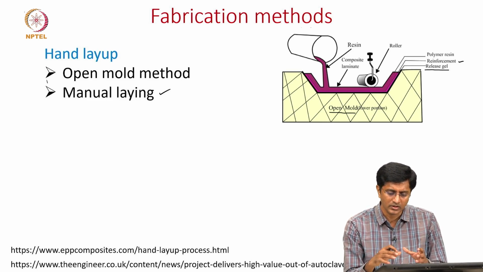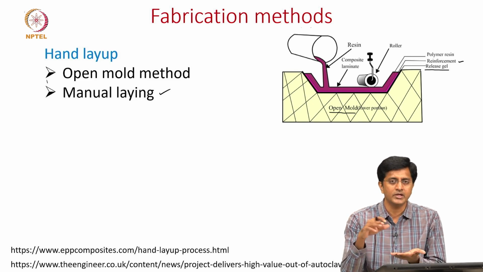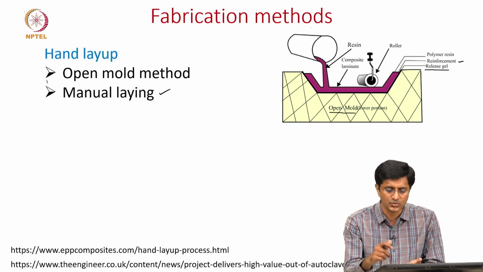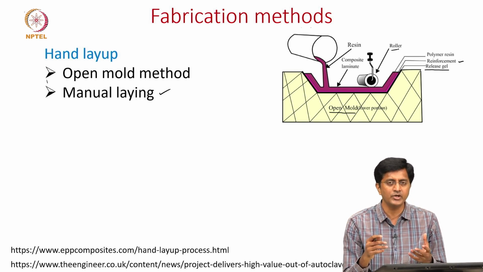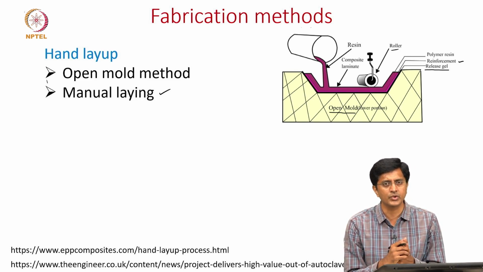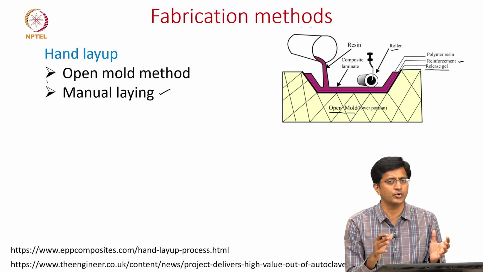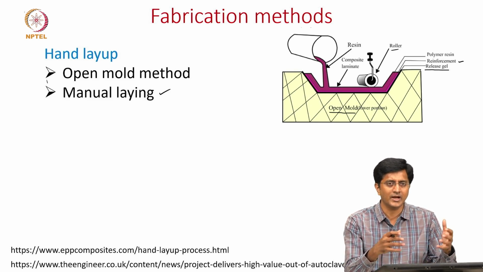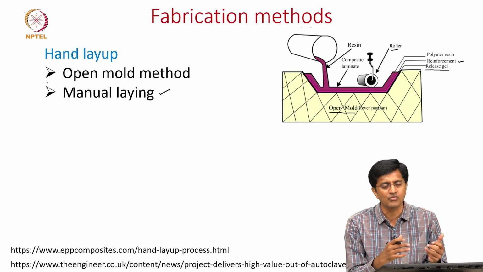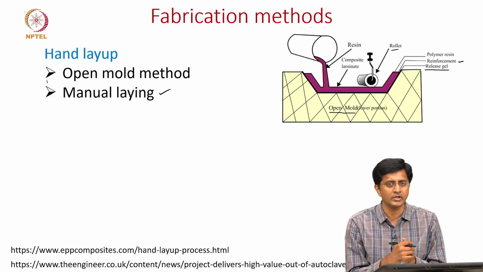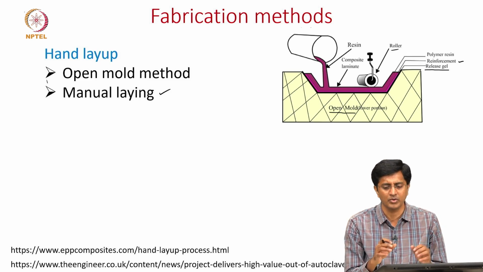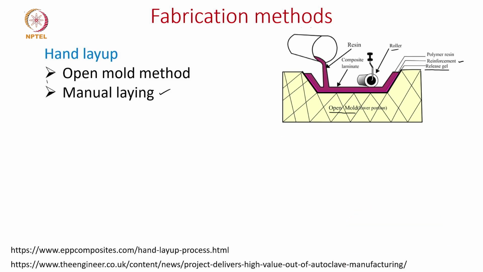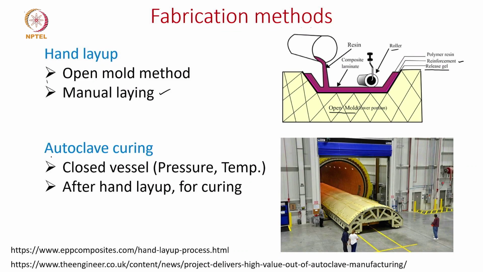But after we lay the fabrics and pour the resin and then squeeze it out using the roller, that is when we need to cure it. There are several ways of curing it. One is room temperature curing, meaning once you apply the resin and then leave it for let us say one full day, the curing happens at room temperature and at normal pressure. But usually in industry people use autoclaves to cure.